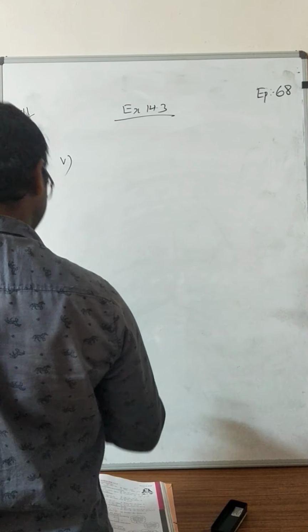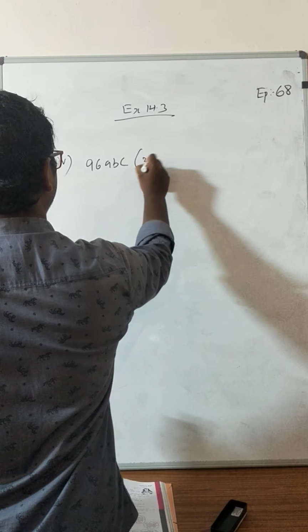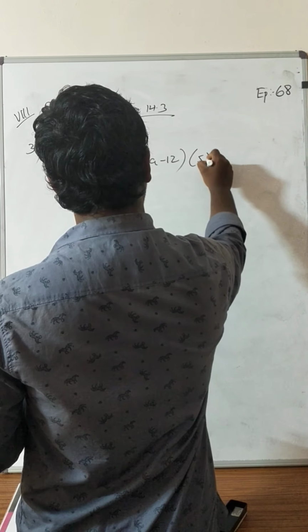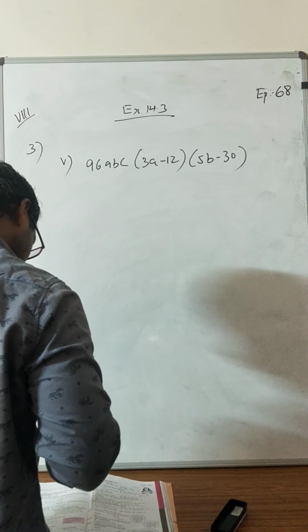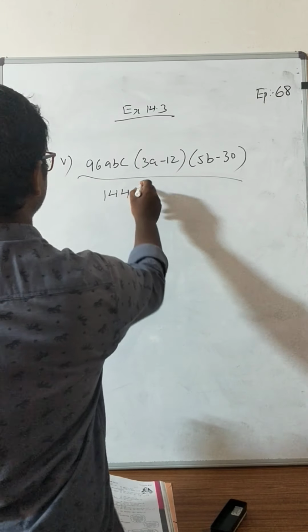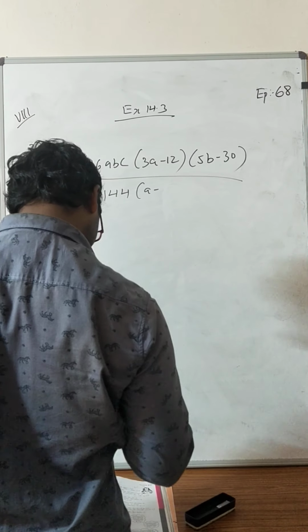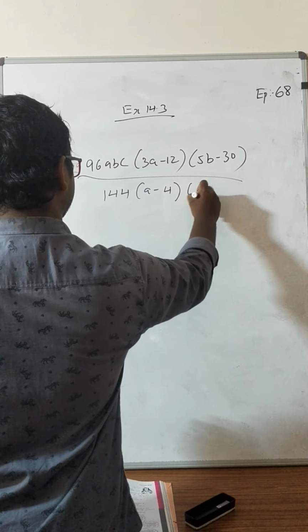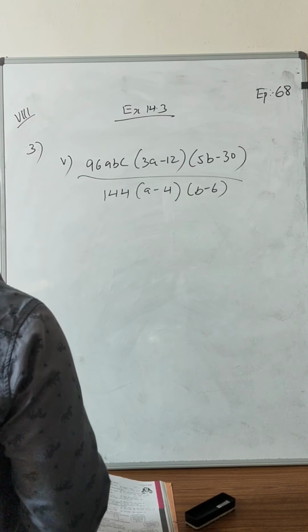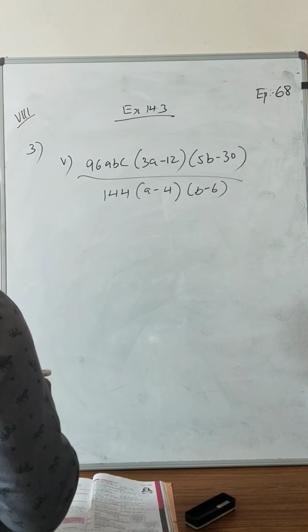In the fifth one, look at the first question, which is 96 ABC (3a minus 12) and (5b minus 30) whole has to be divided by 144 (a minus 4) (b minus 6). So 96 ABC (3a minus 12) and (5b minus 30) has to be divided by 144 (a minus 4) and (b minus 6).